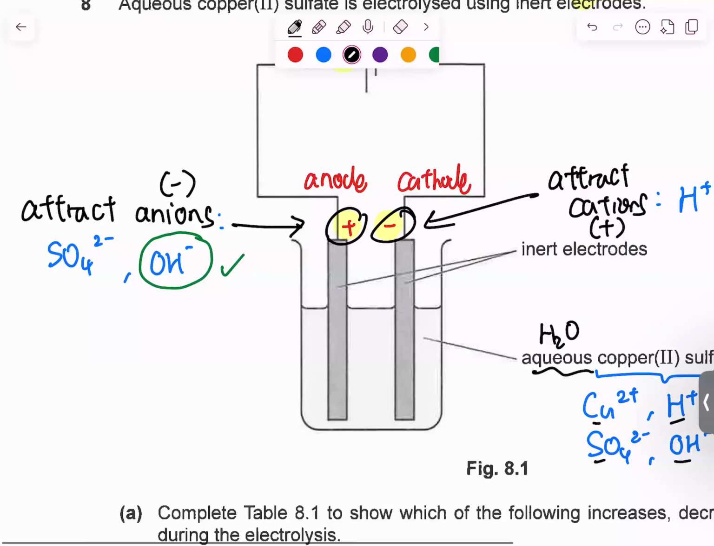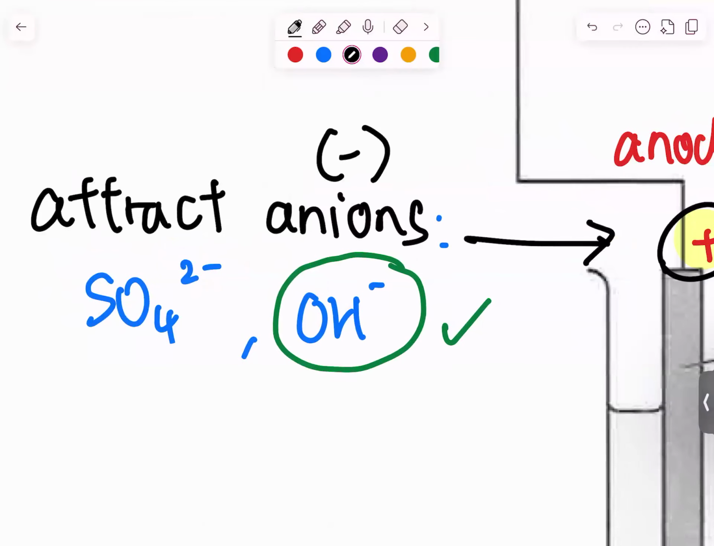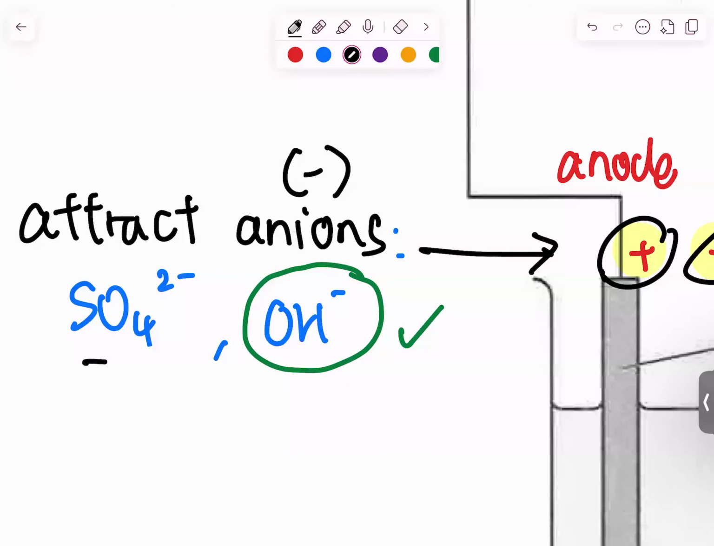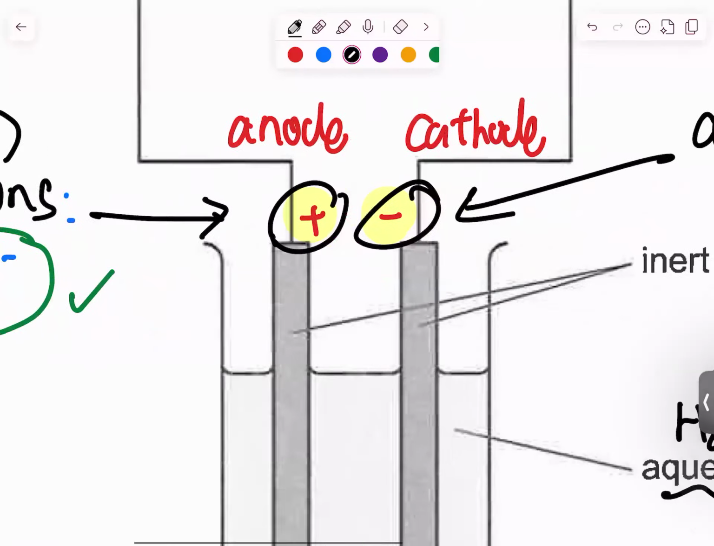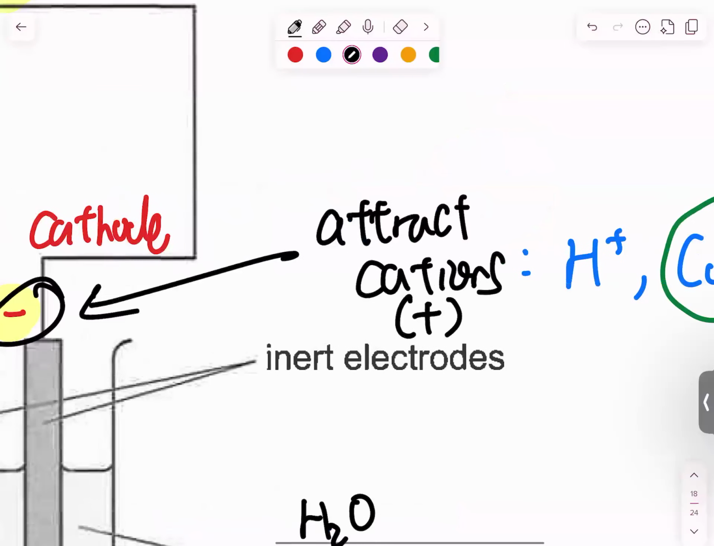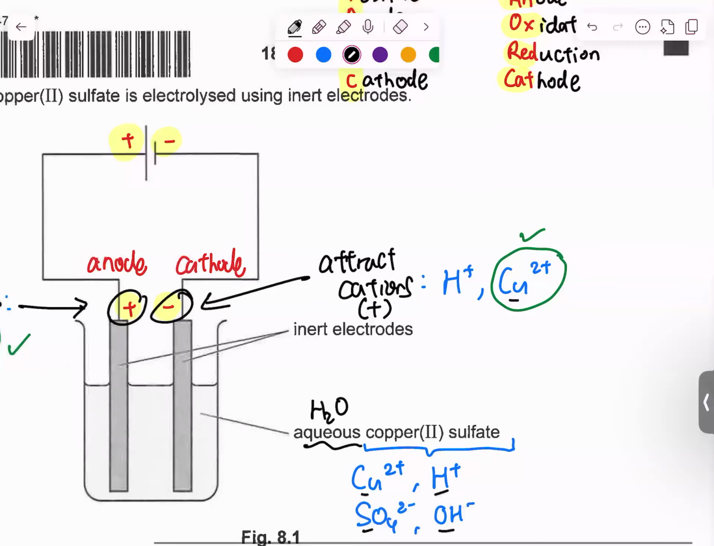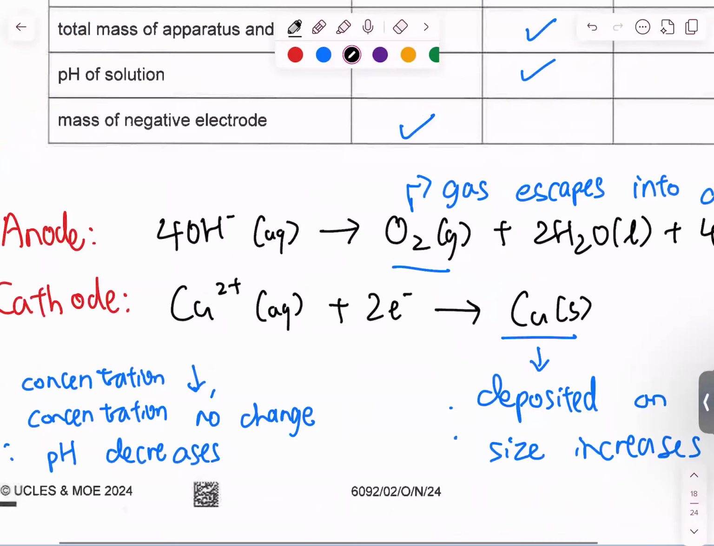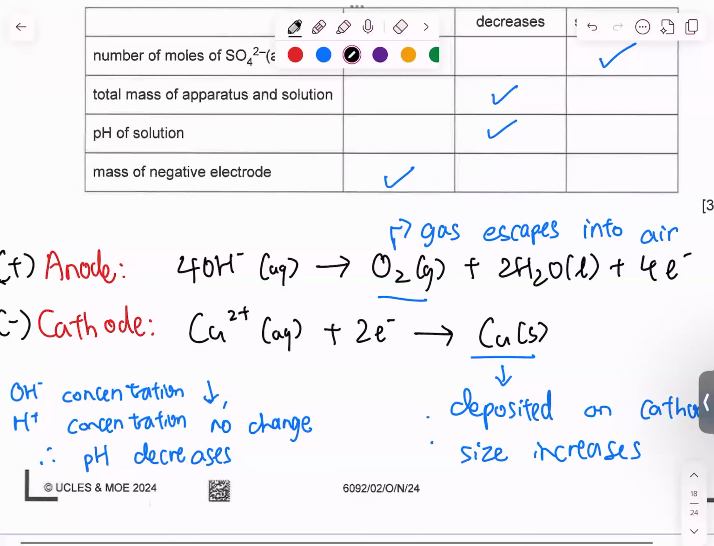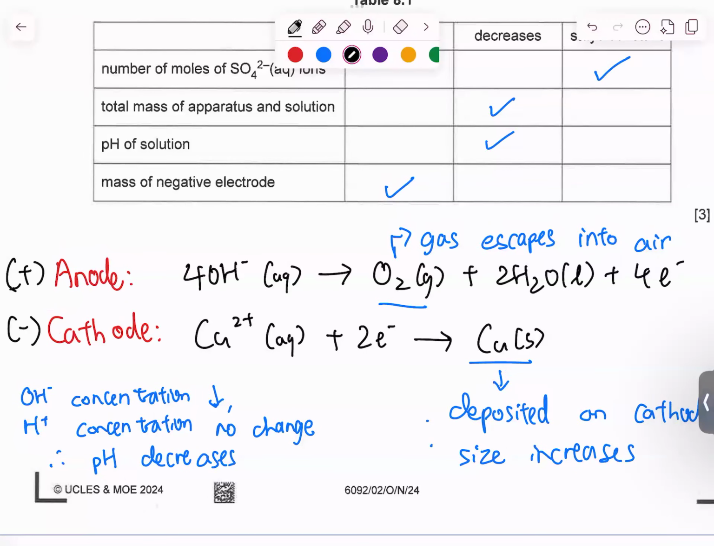Now, the positive electrode will attract the anions. So what are my anions? Sulfate and hydroxide. Which one is being selectively discharged? It will be the hydroxide. Now, the negative electrode will attract the cations. What are my cations? H+ and Cu2+. Which one is being selectively discharged? Cu2+. Okay, so these are my half equations for the anode and the cathode. The hydroxide will be selectively discharged at the anode. The copper(II) ions will be discharged at the cathode.